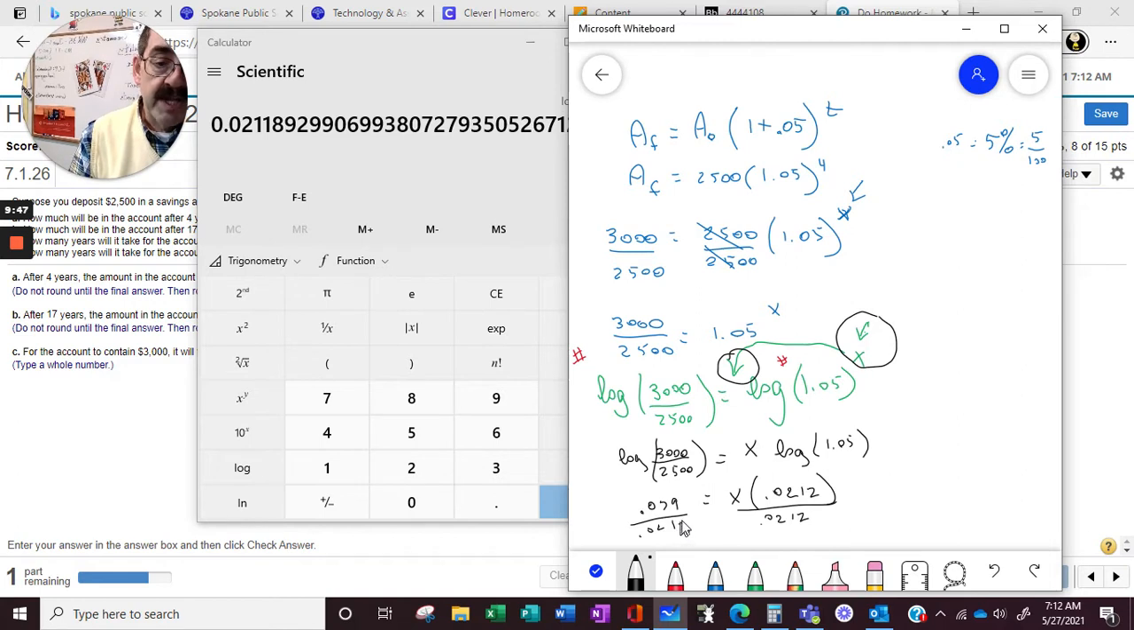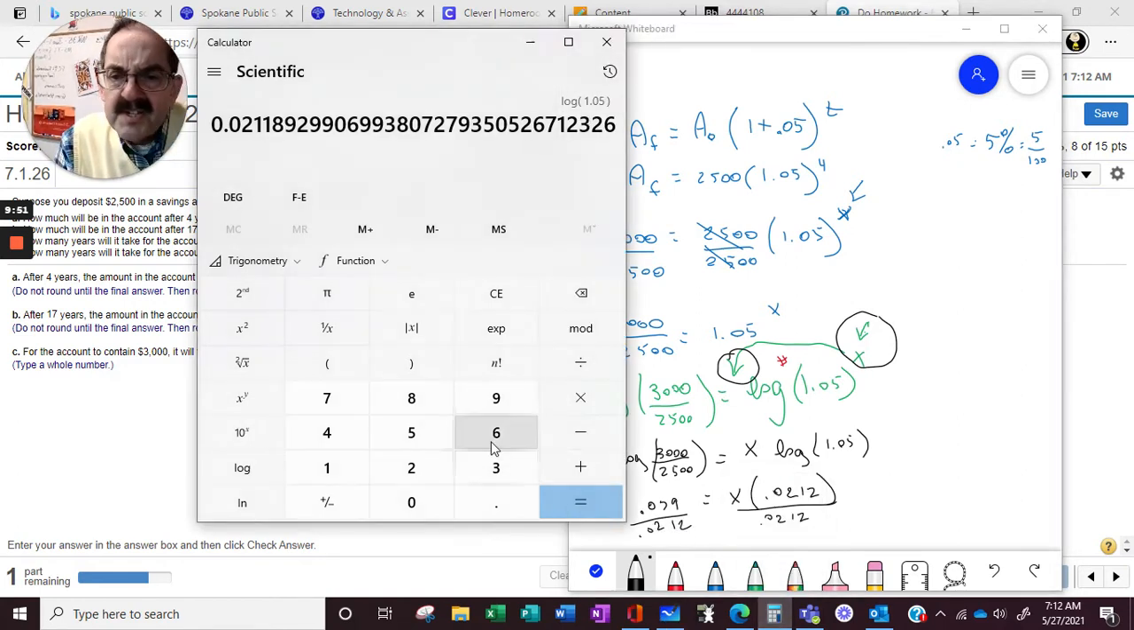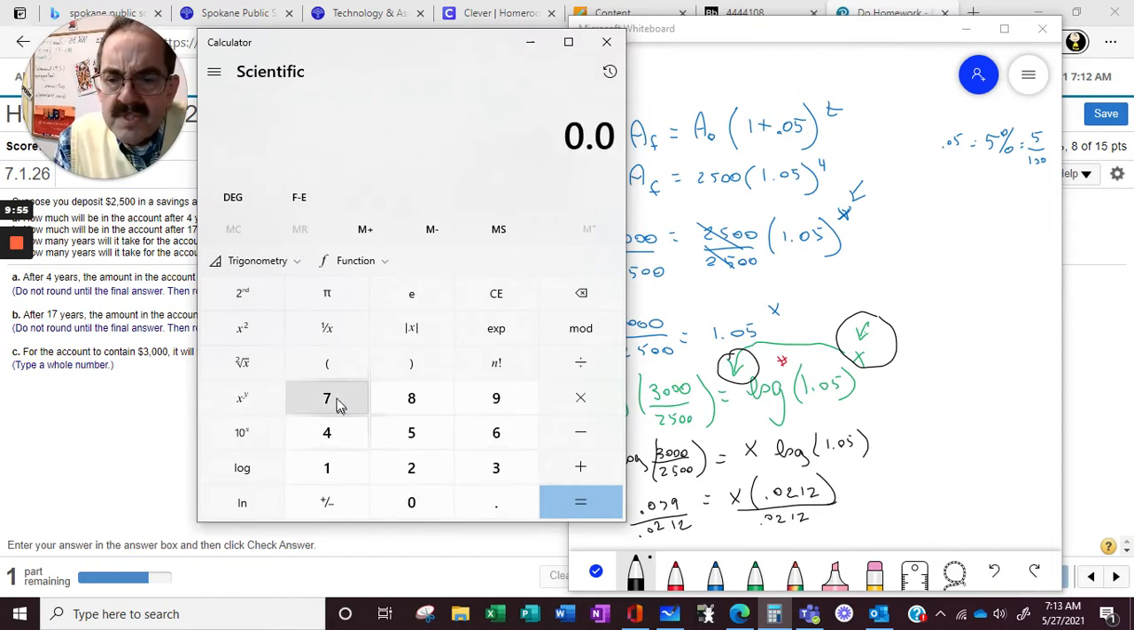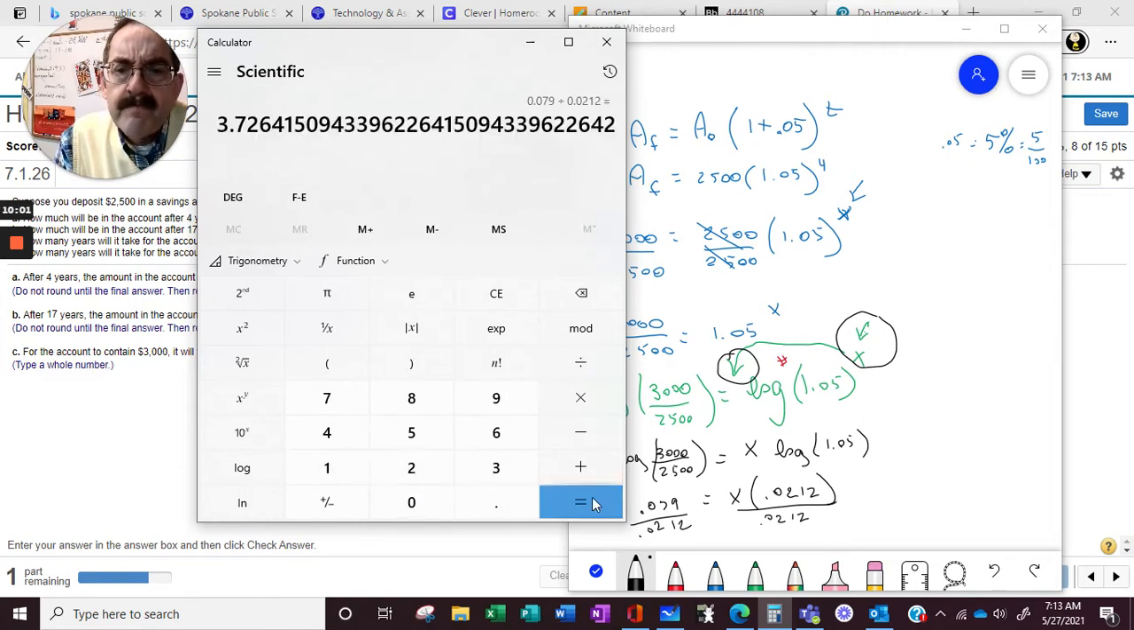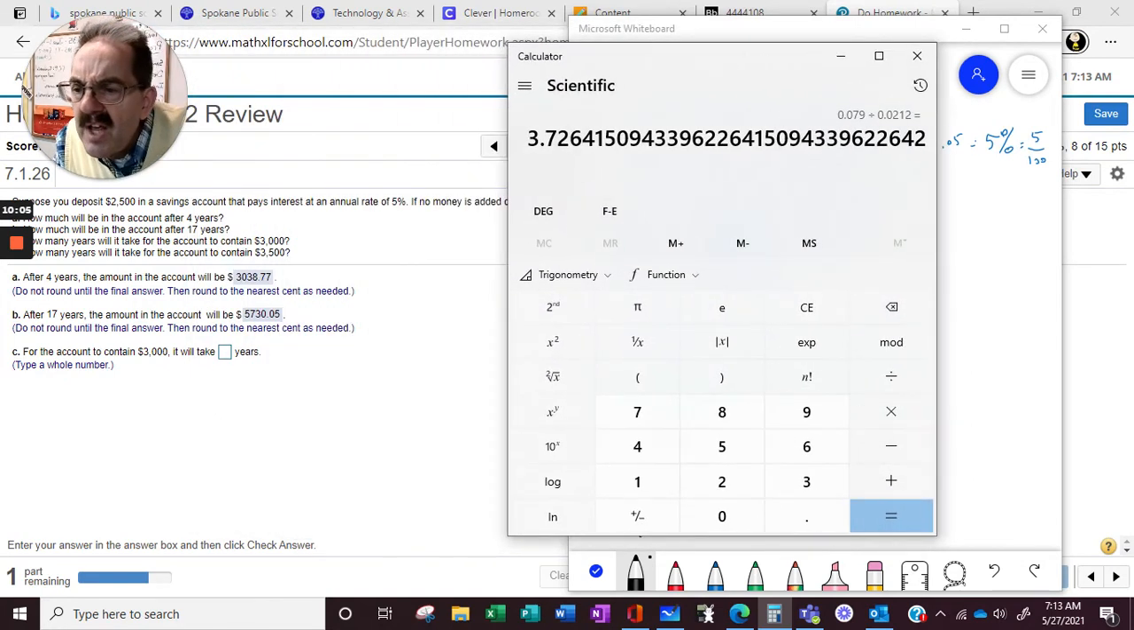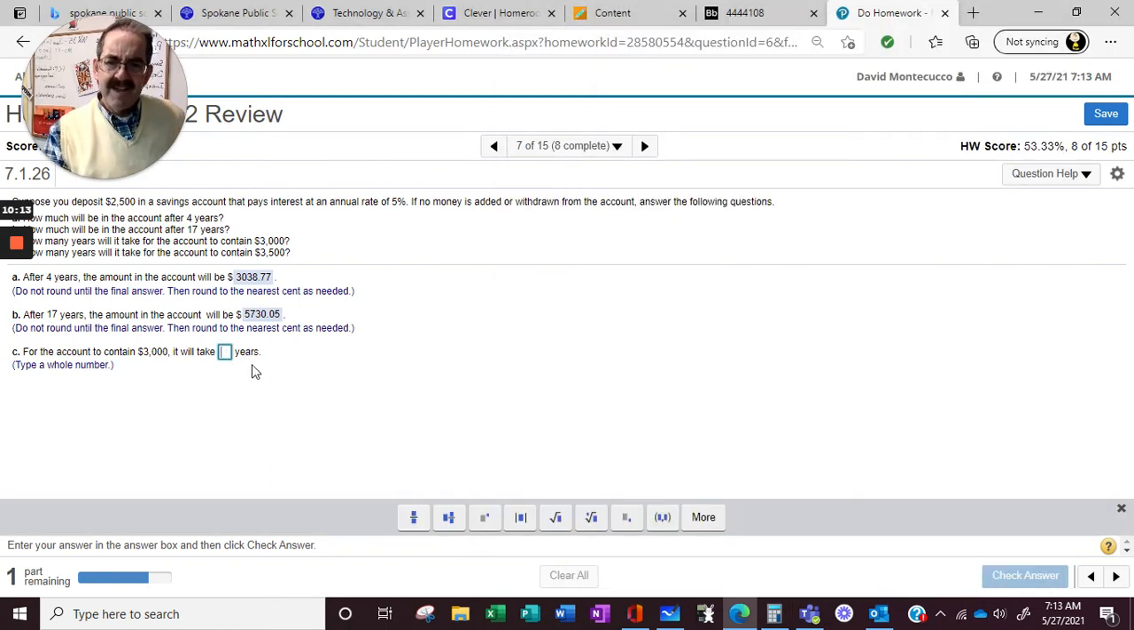Now, it'll be interesting if I carried out the decimals far enough to get the correct answer. So now, 0.079 divided by 0.0212 is 3.7 years. What's the answer? Type a whole number. 4 years. For the account to attain 3,000, it will take 4 years. 3.7 years. I'm going to round to 4.